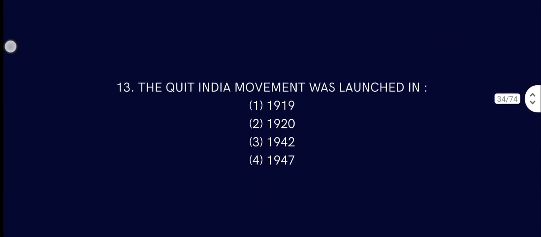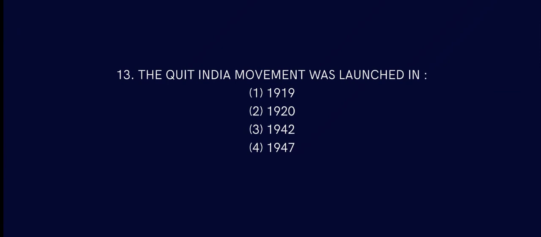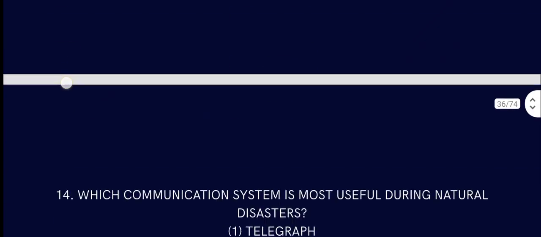Everyone probably watched the John Carter movie. Question number 13. The Quit India movement was launched in 1919, 1920, 1942, 1947. That is a simple question. It's 1942.